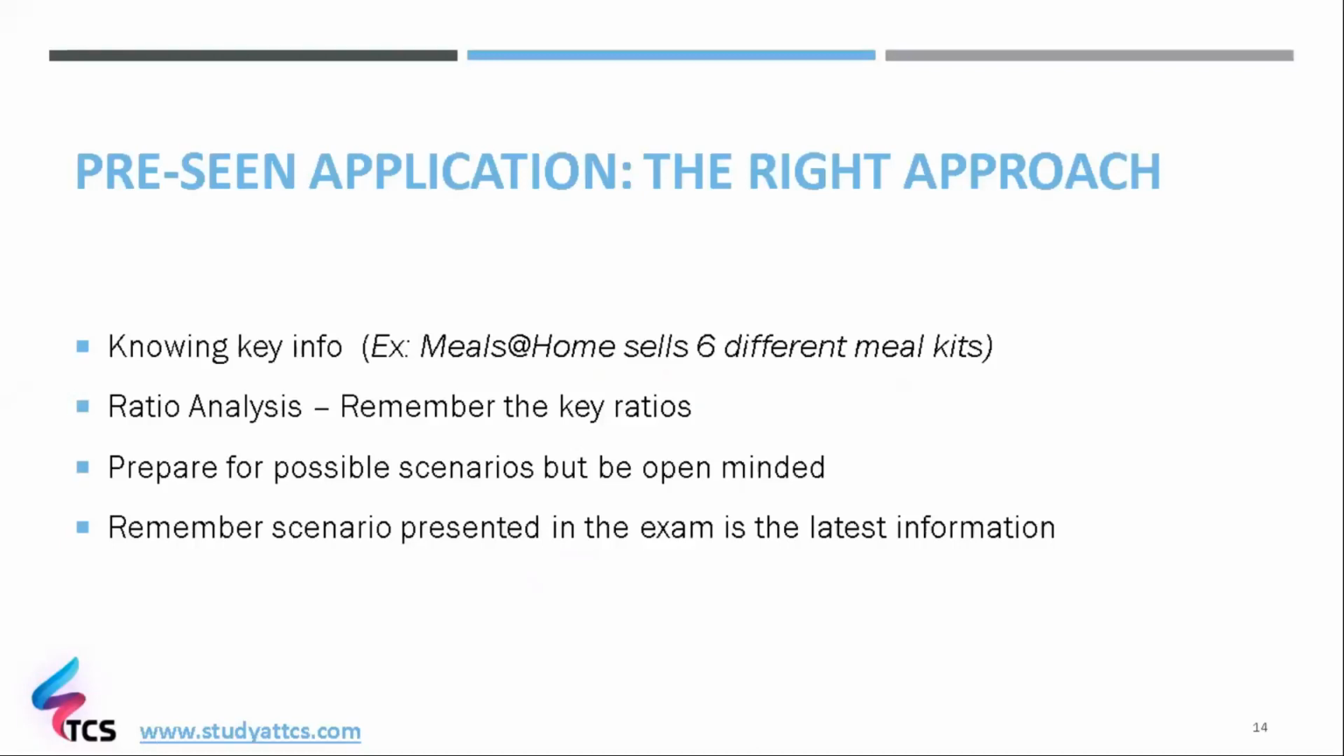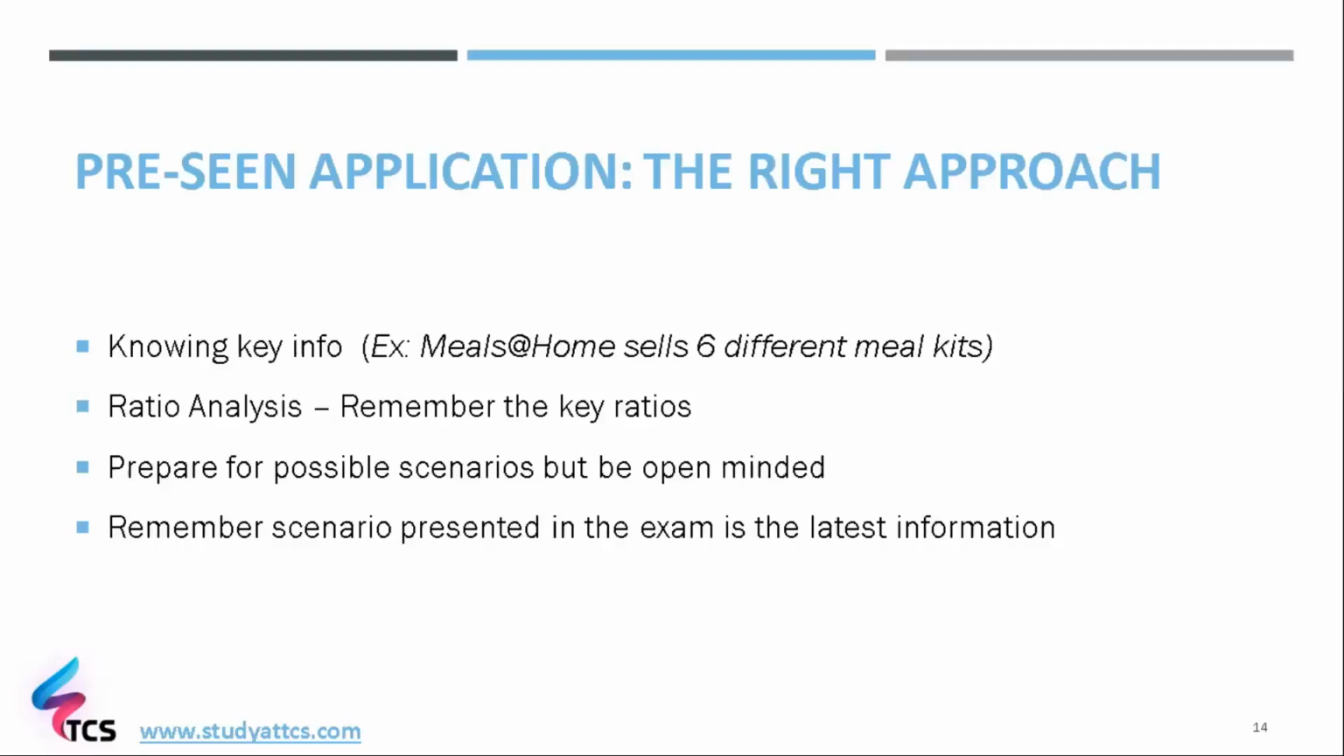I assume that you would have gone through the pre-seen document, and it's a 25-page document with chunks and chunks of information. The pre-seen is divided into 4 main areas. Number 1 is the introduction. Number 2 is company operations. Number 3 is an industry analysis, or information about the industry.